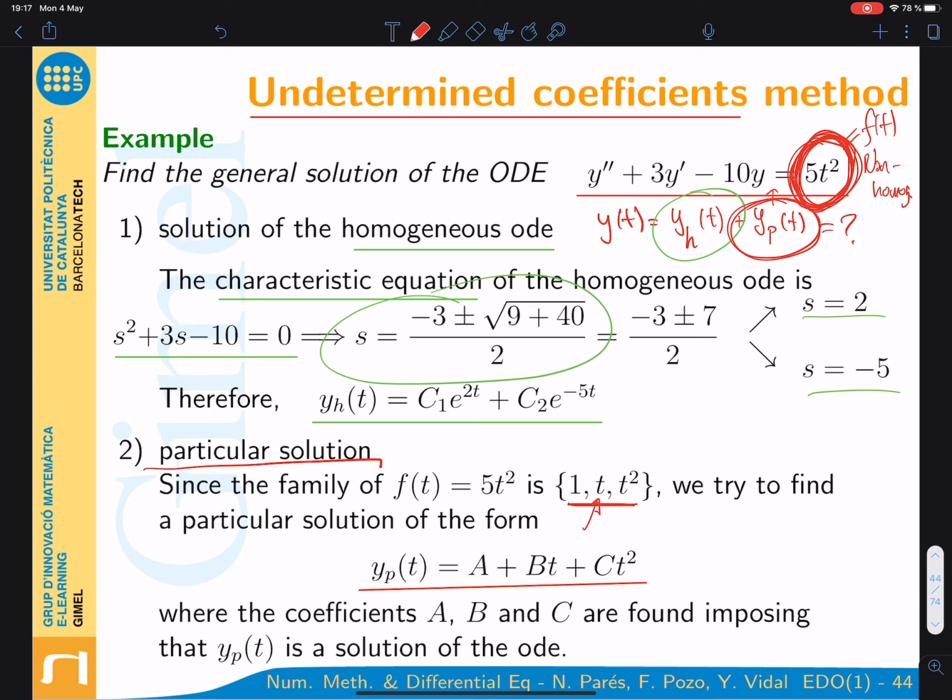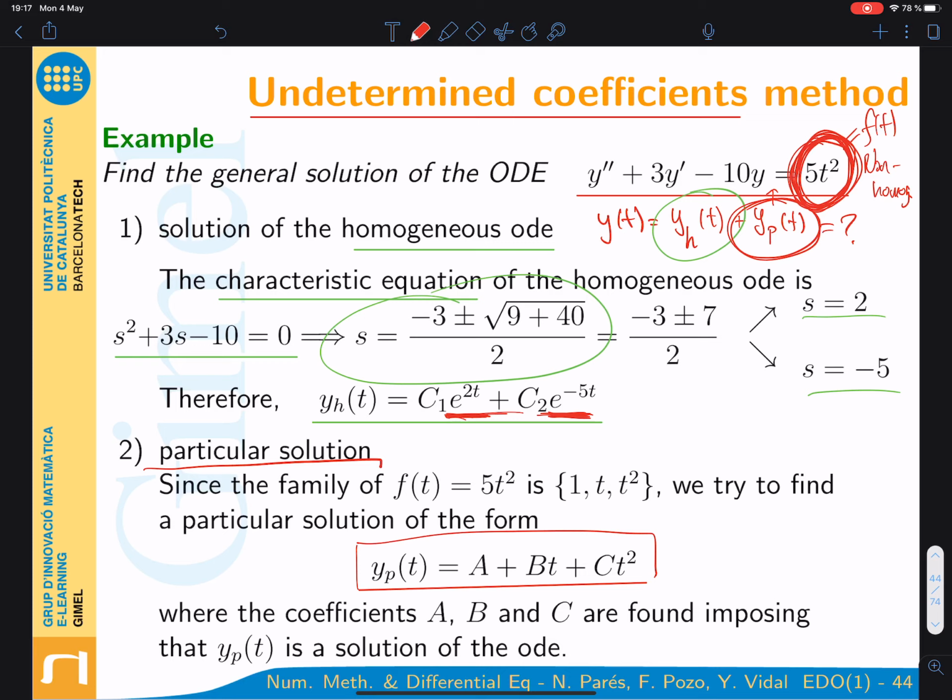Wait a moment! Is one of these guys a solution of the homogeneous? No. The solutions of the homogeneous are both exponential functions, so we will not have the problem we had in the previous example. We do not need to multiply by t anything in this problem. We will propose a particular solution that looks like this.